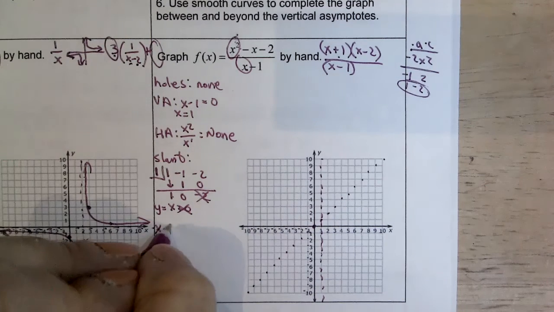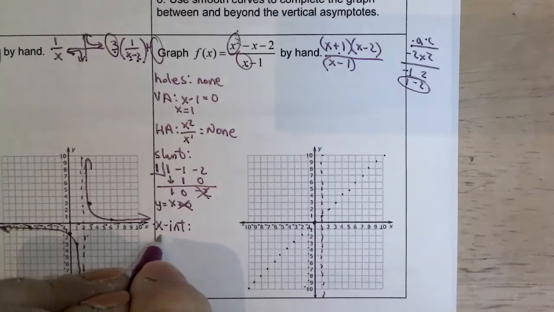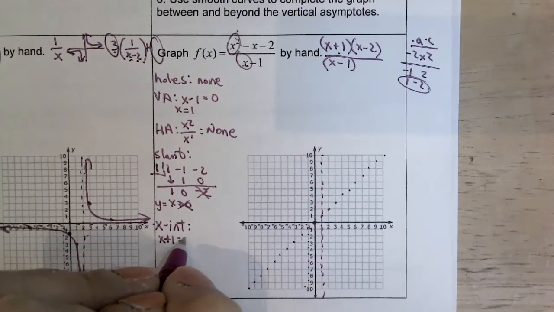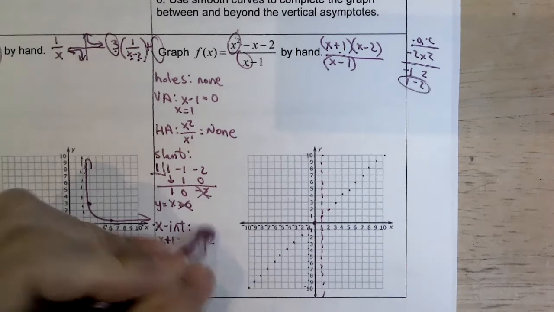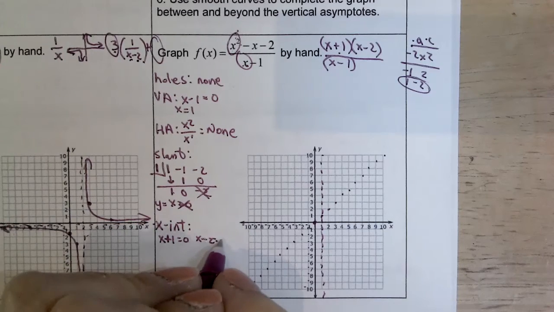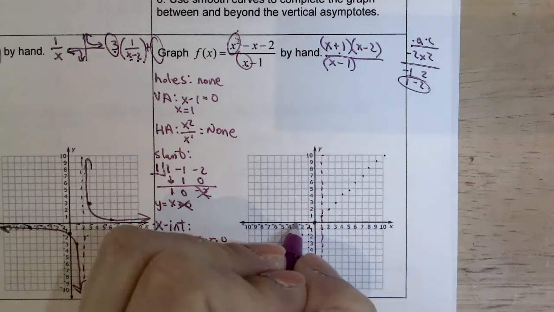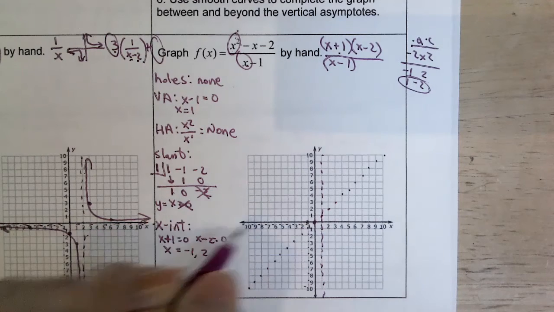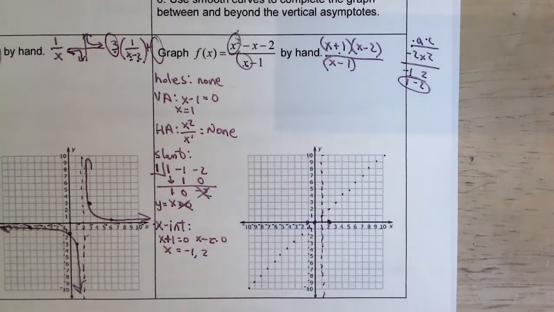Let's see our x-intercepts. So we're going to set each of the factors in the numerator equal to 0 and solve. Oh, that's an x minus 2. So I'm going to get x equals -1 and 2. So at -1, I'm going to have 1. And at +2, I'm going to have 1.